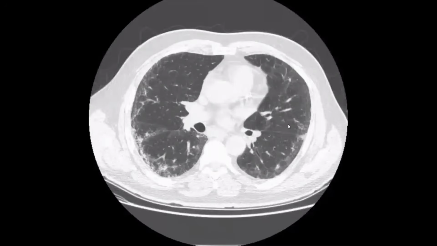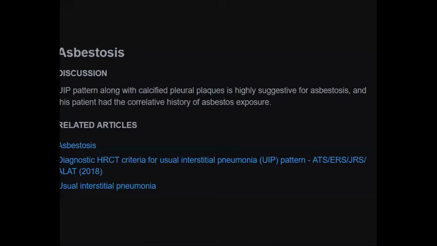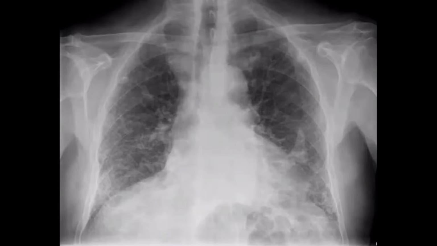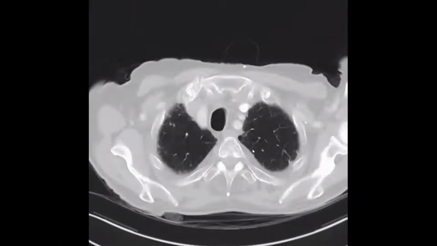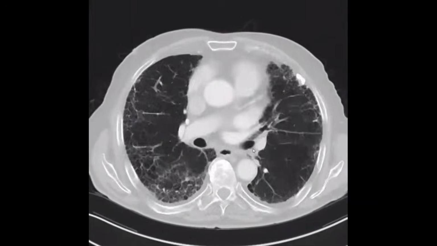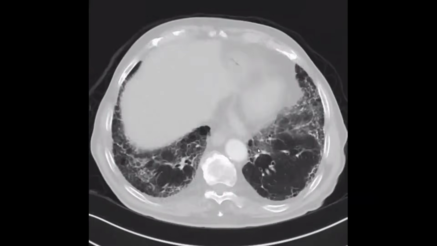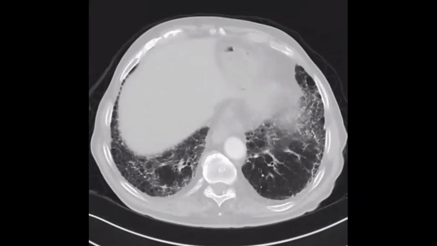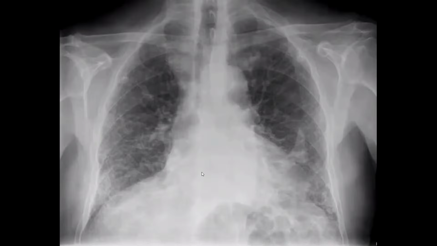Excuse me, doctor, there is a collapse in the right upper lobe. There is a collapse? Which one? In this case. In the chest X-ray there is a collapse?